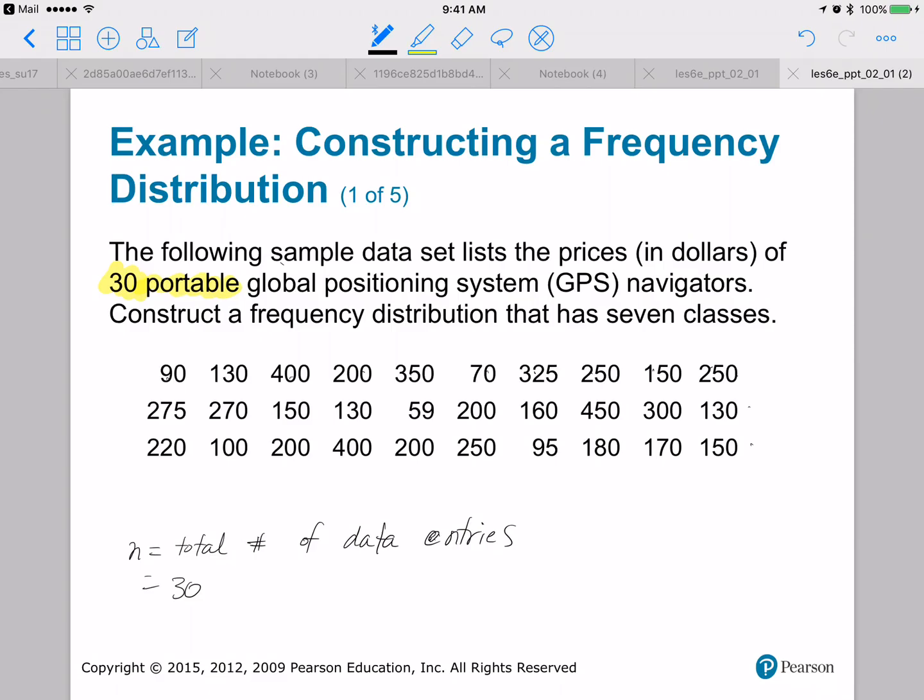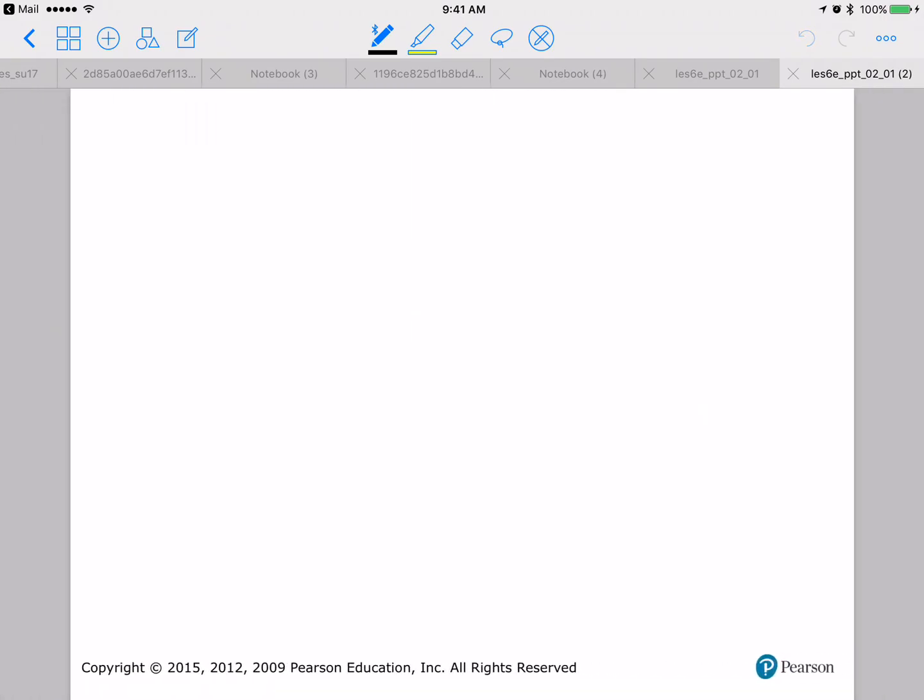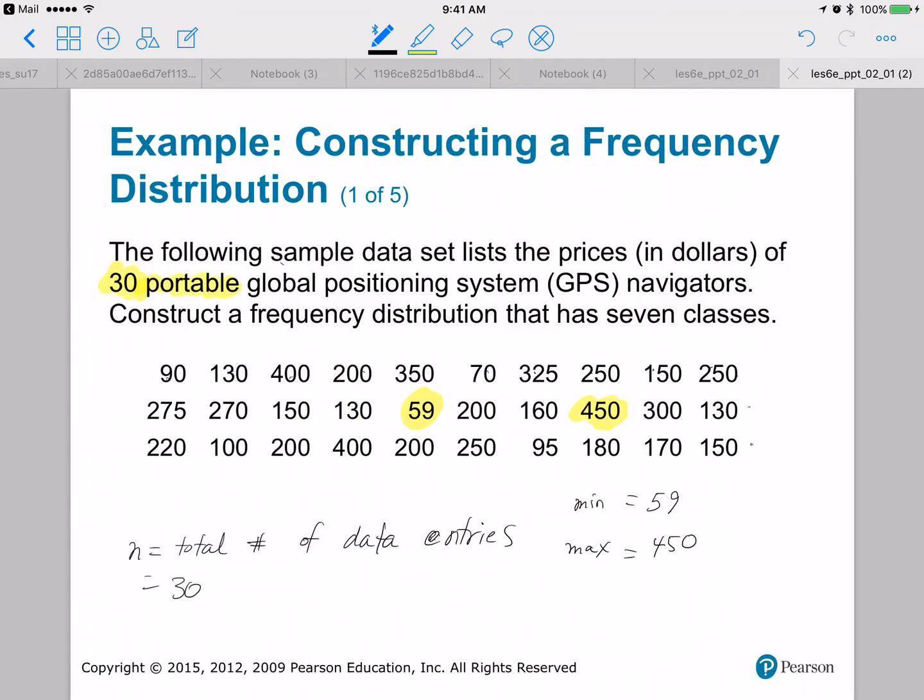So looking at this data, let's see if we can tell already what is the min, because we're going to need the min and we're going to need the max. So for the min, it looks like the min is 59. So let's write that down for the min. And for the max, it looks like 450 is the max. So what this is saying is that for this sample of the prices of 30 different GPS navigators, the cheapest one was $59, and the most expensive GPS navigator was $450. Okay. So what we're going to do is construct a frequency distribution for this data set.